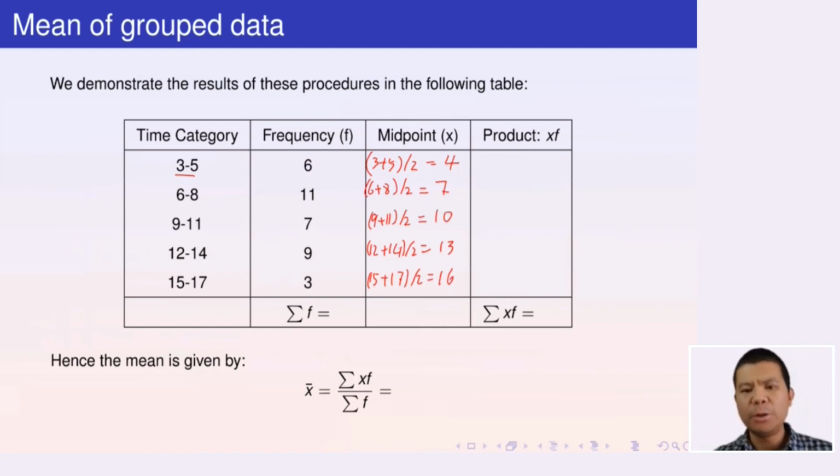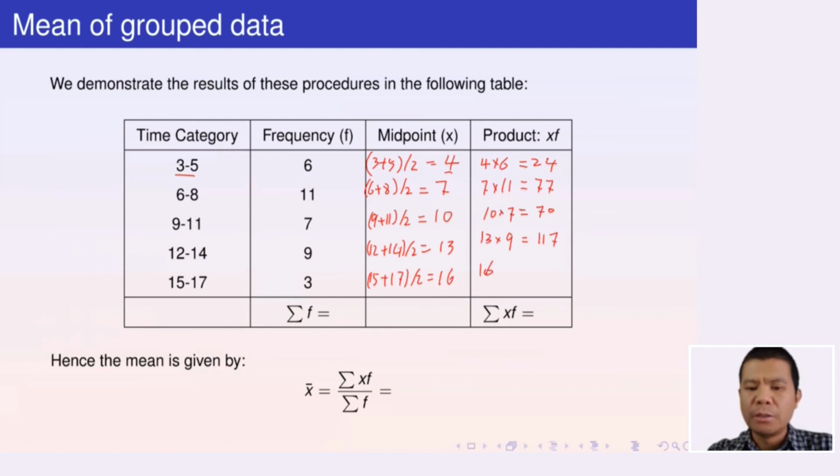Next is to find the products, which is the midpoint times the frequency, x times f. So x here is 4 times 6, that's 24. 7 times 11 is 77. 10 times 7 is 70. 13 times 9 is 117. And 16 times 3 is 48. So we have all the products as well.